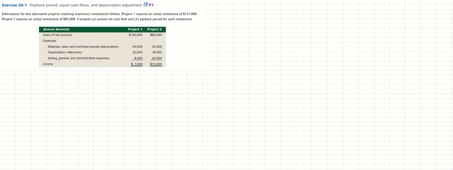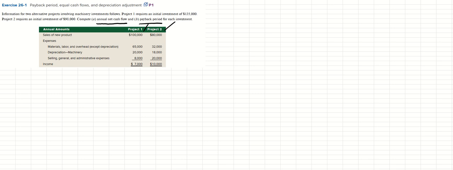Chapter 26, practice problem number 1. In this exercise, we are to compute the annual net cash flow and also the payback period for both projects number 1 and number 2.